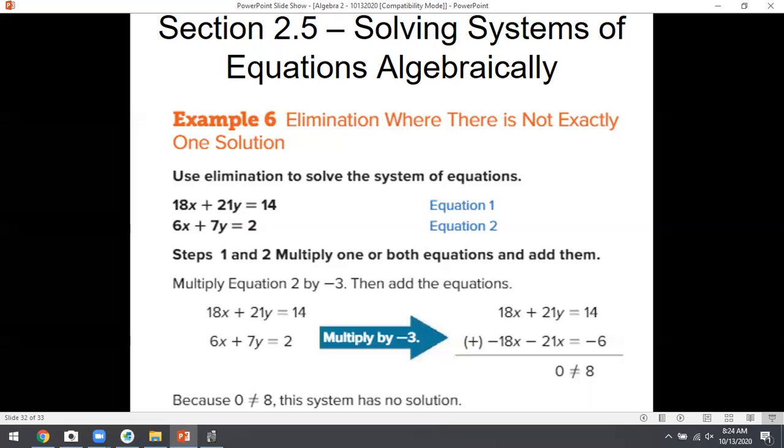When you get out something that's obviously true like this, that's a clue to yourself that this thing is consistent, but not independent, dependent. When you get like 5 equals 5, or you get out 20 equals 20, or 0 equals 0, something that is clearly true but doesn't give you an answer, that means consistent and dependent. When you get out nonsense, that means there's no answer whatsoever.